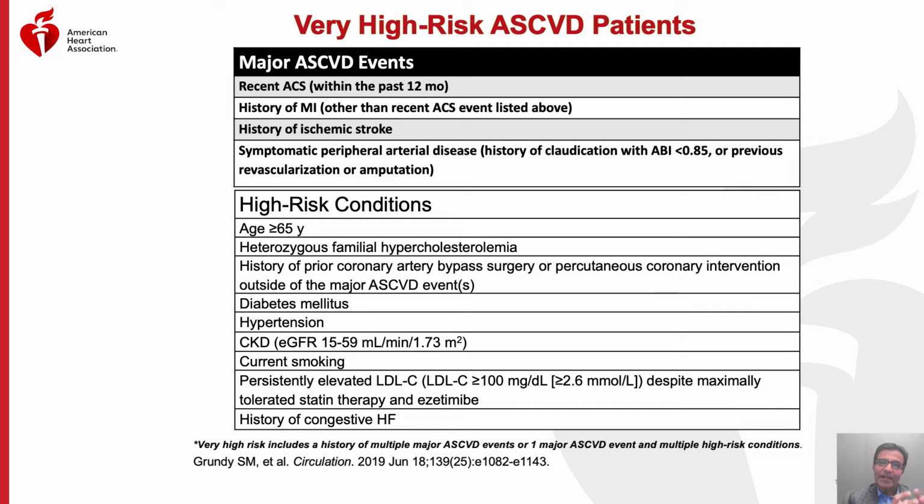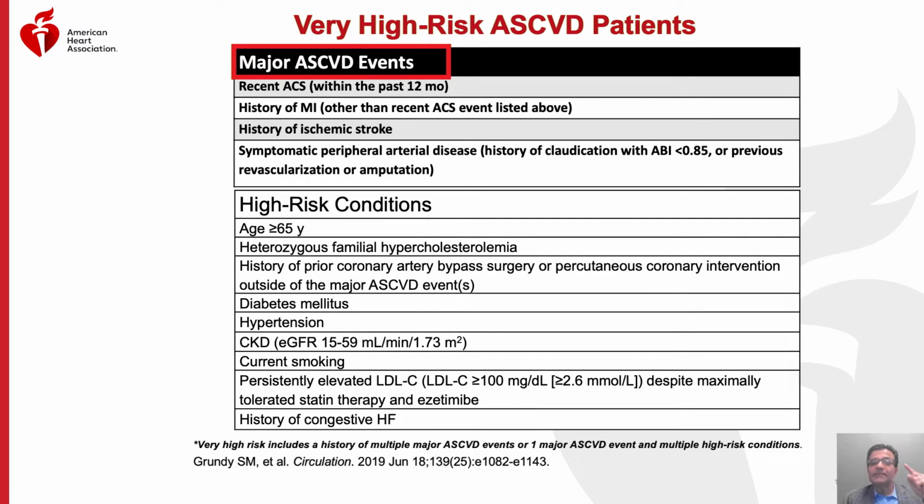Now, coming back to the guidelines, they have a definition of very high-risk ASCVD. And it's pretty easy. If you had more than one major ASCVD event, which includes recent ACS, a history of MI outside of the ACS event, a history of ischemic stroke, or symptomatic peripheral arterial disease, so if you have 2 or more of these, you are a very high-risk ASCVD patient.